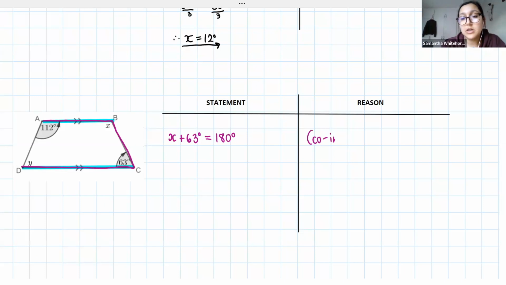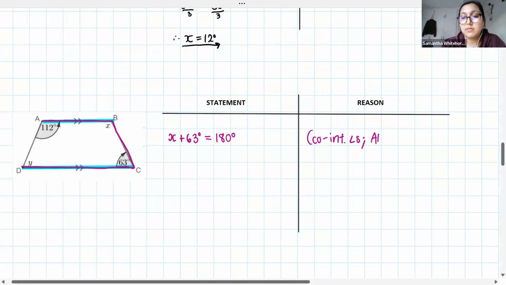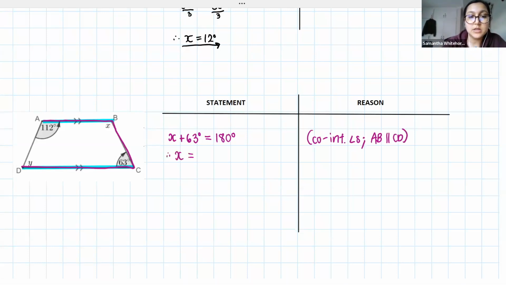My reason: co-interior angles, and remember to state your parallel lines. So AB is parallel to CD. Solve my equation. I'm going to subtract 63 on both sides, which gives me 117 degrees. So X is 117 degrees.